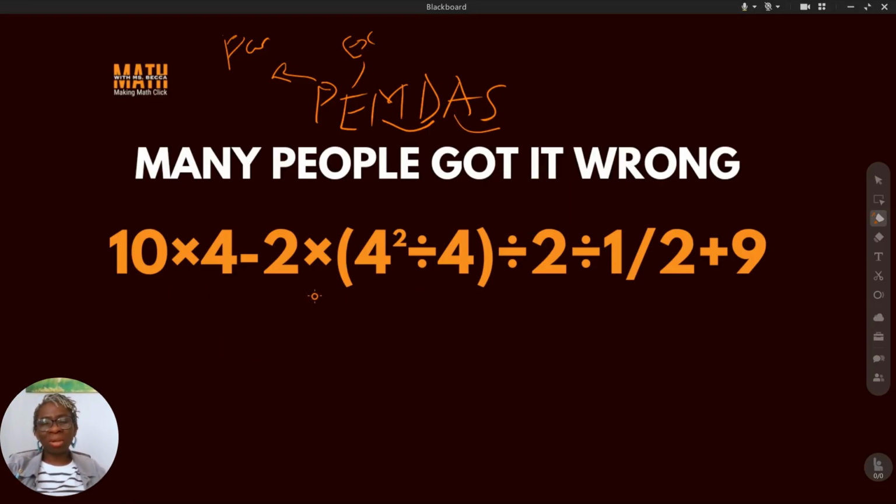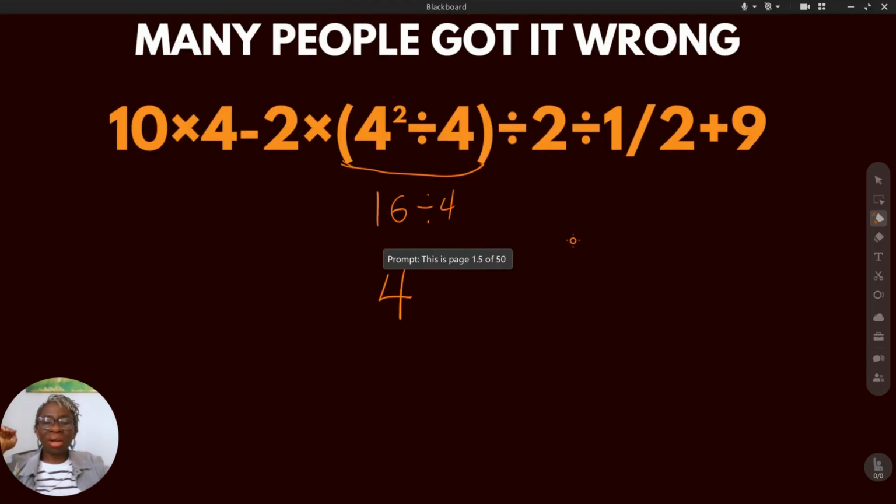So now let's take a look at this. This is the parentheses here. Let's start by solving the parentheses. In the parentheses, we have an exponent, which is 4 squared. So what is 4 squared? That is 4 times 4, that is 16. So this becomes 16 divided by 4, and this gives 4. So let's rewrite the equation.